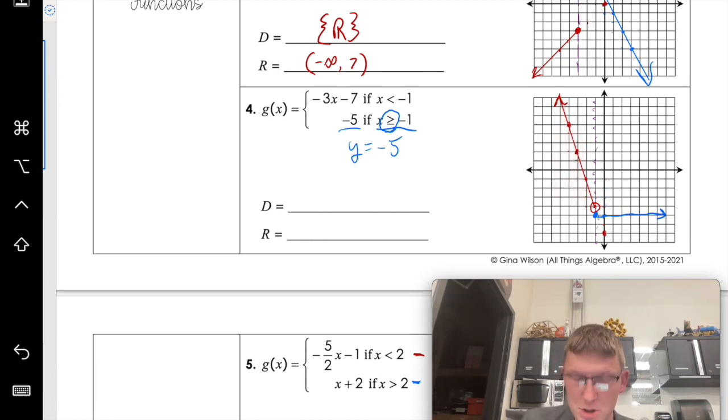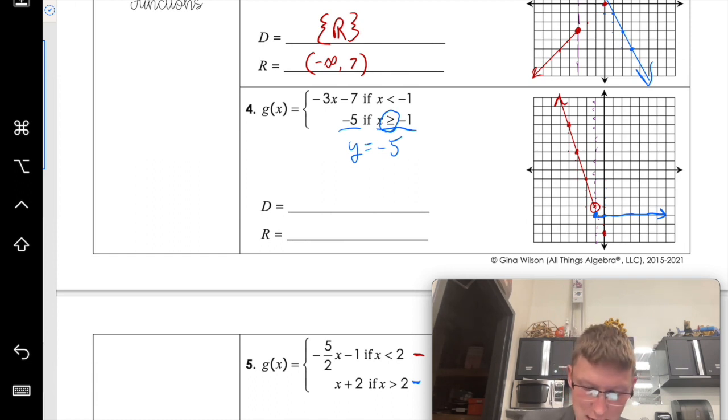But a couple of places you always need to check with these piecewise functions. One, okay, this is a line, got it. So this goes on forever that way, and this one goes on forever that way. So initially the domain we would think about is all real numbers, right? But we need to check one part. We need to check the boundary.